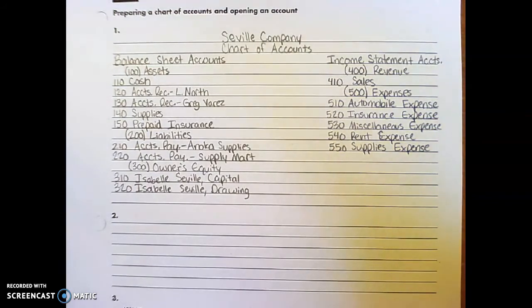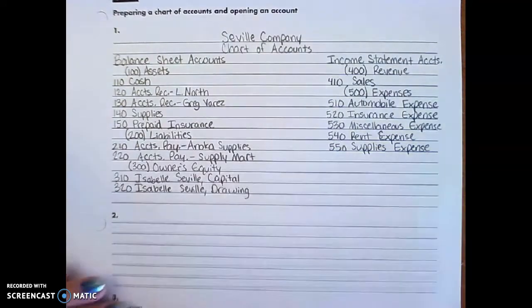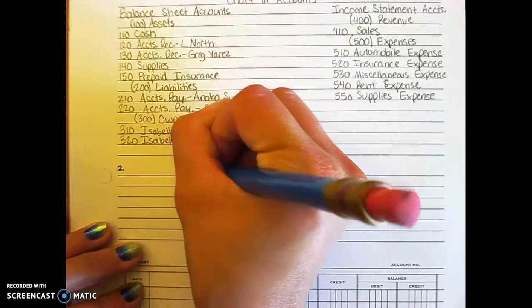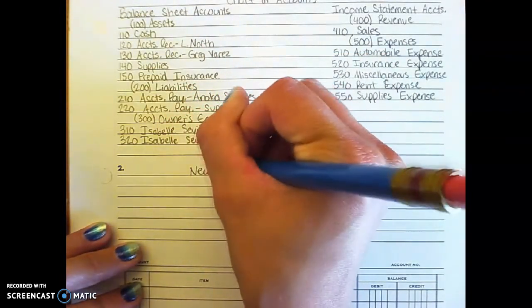The second step of our work together, it says 2 new accounts, postage expense and utilities expense, are to be added to the chart of accounts prepared in part 1. Assign account numbers to the 2 new accounts. So we have postage expense and utilities expense. So down here in part 2, I am going to first of all give it a heading, and I'm going to call it new accounts.